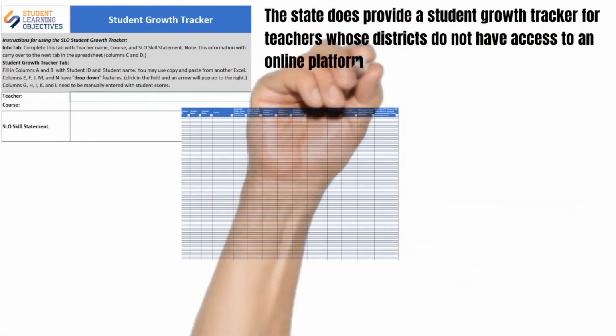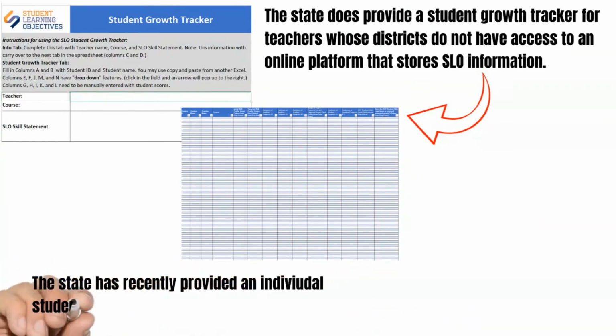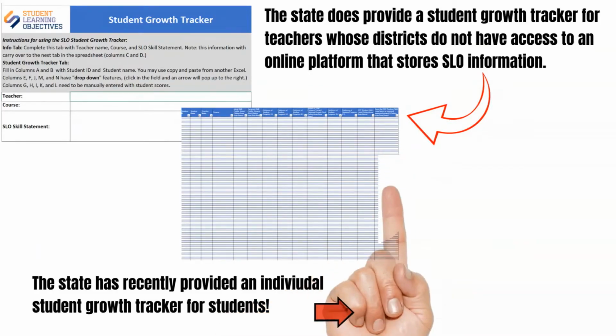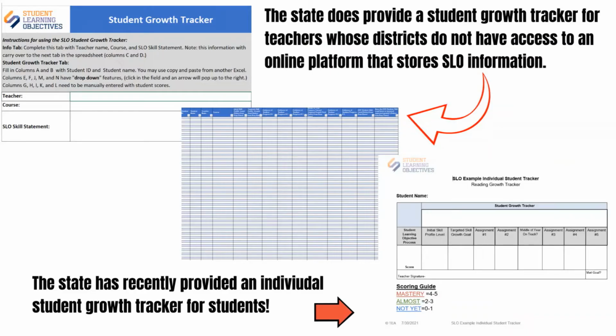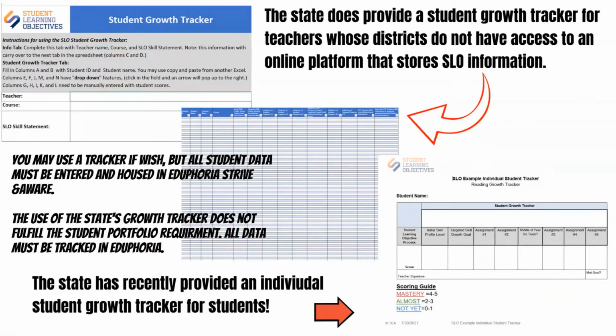Just as an FYI, the state does provide a student growth tracker for teachers to use whose districts do not have an online platform that stores SLO information. The state has also recently provided an individual student growth tracker for students. Please note, you may use a tracker if you wish, but all student data must be entered and housed in Eduphoria, Scribe, and Aware. The use of the state's growth tracker does not fulfill the student's portfolio requirement. All data must be tracked in Eduphoria.